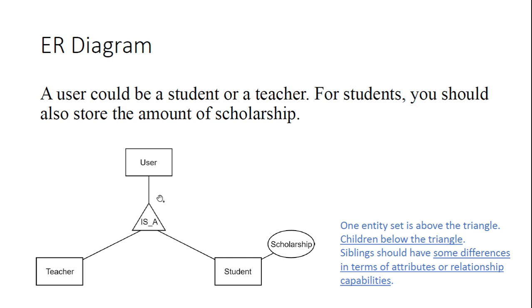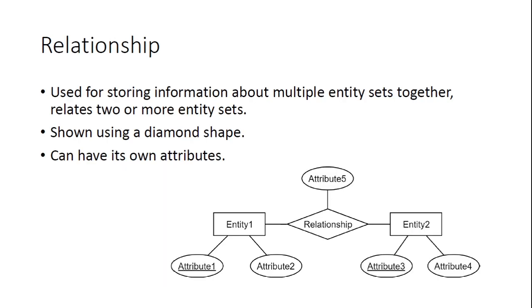So for the is a relationship, the parent should be at the top and we connect the children at the bottom side of this equilateral triangle. So that's one thing we need to be careful about. If you connect multiple things above the triangle by mistake, it doesn't make sense. There can be only one parent in an ER diagram.